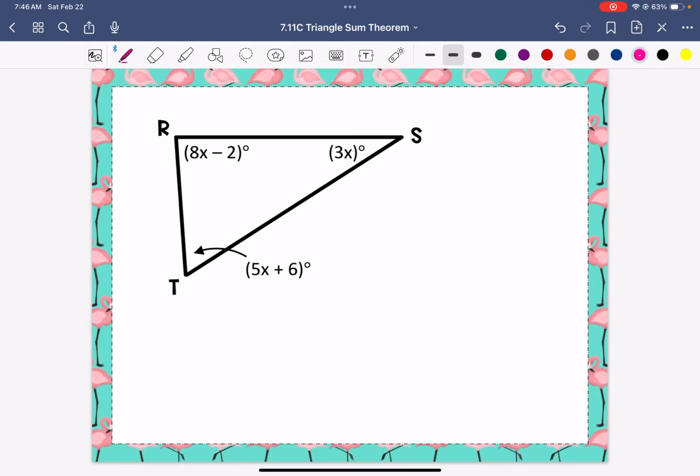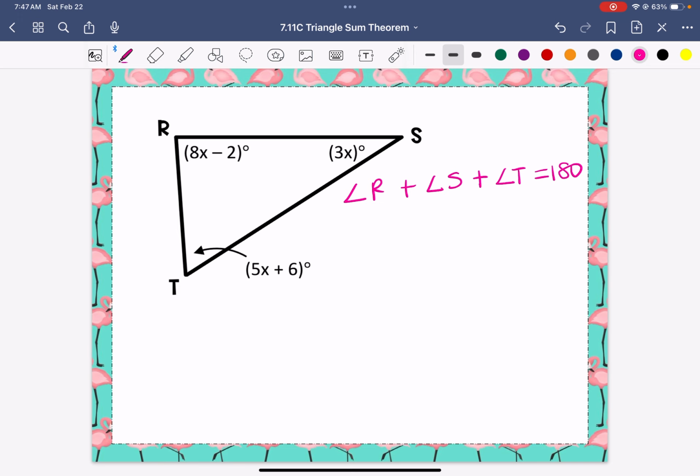In today's video, we're going to focus on the Triangle Sum Theorem, which basically states all three angles of a triangle equal 180 degrees. So let me simplify that. Angle R plus angle S plus angle T all equal 180 degrees. What I'm going to do is substitute the expressions. So basically in 7th grade, we do algebra with geometry. That's the simplest way to put it.